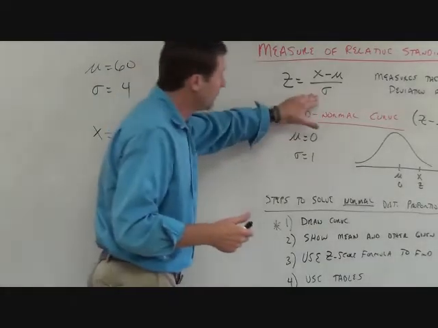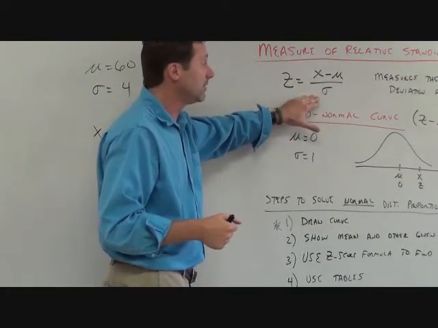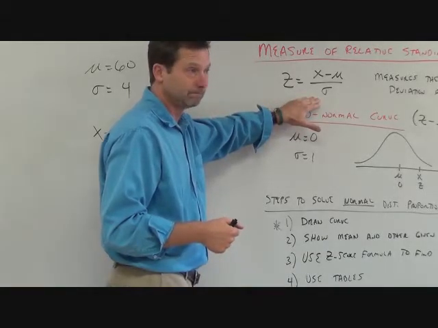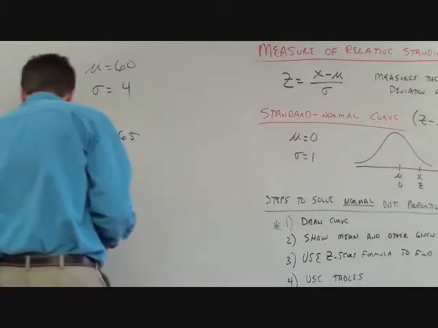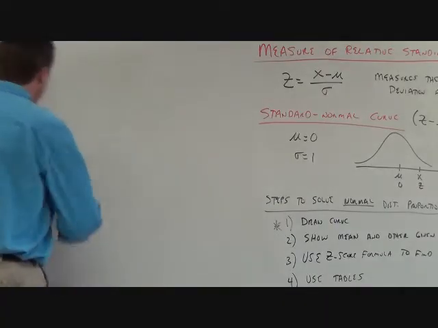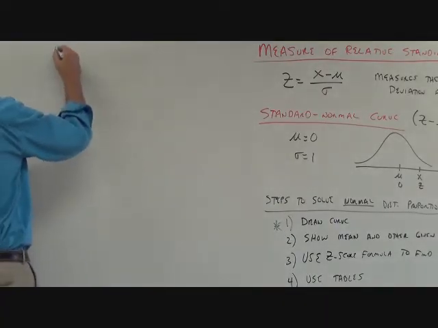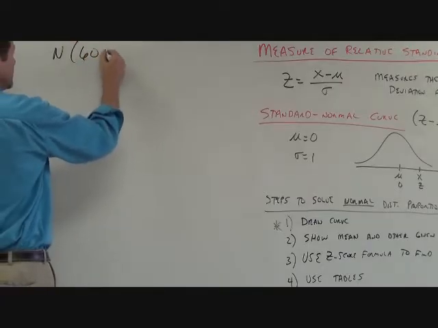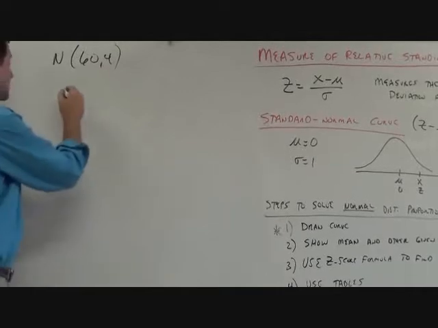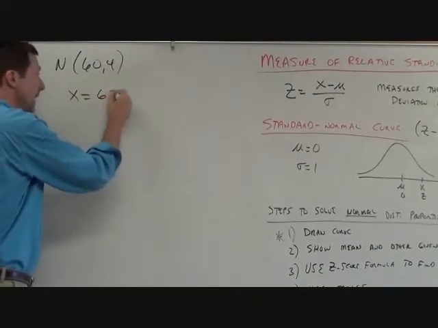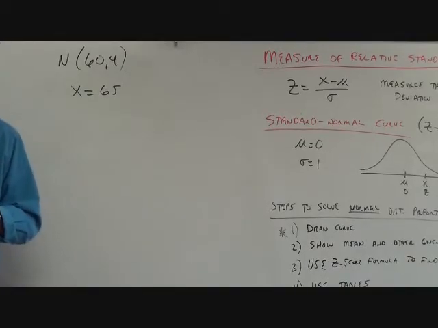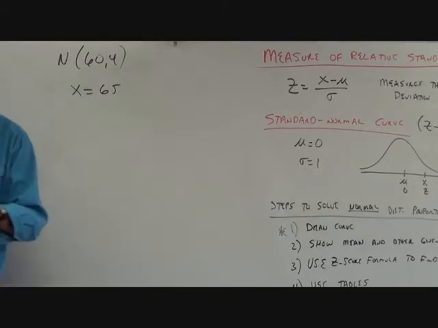Okay. So this is how we can determine how many standard deviations away we are from the mean at any particular time. All right, now, let's get a little bit trickier. So let's say I do in fact have a normal distribution with a mean of 60 and a standard deviation of 4. And let's say I got a score of 65 and I want to know what percentile that puts me in. Okay, draw your picture.